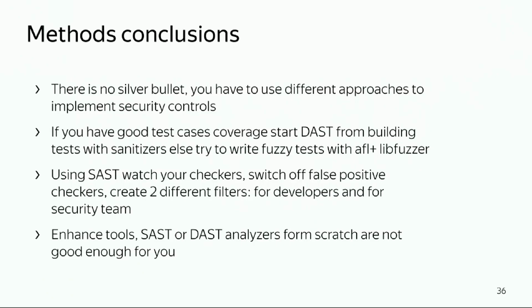So that's about the process. What about the methods? Actually, there is no silver bullet. There are several good cases for finding vulnerabilities by dynamic analysis. For example, if you want to find memory corruption issues, you have to perform DAST. If you want to find issues in code which is not covered by DAST, dynamic analysis, you have to perform SAST, and you could find some interesting issues.